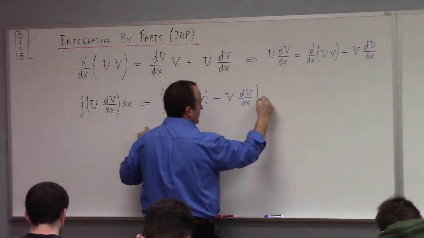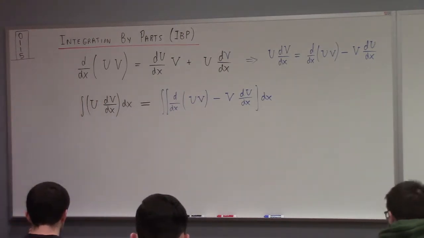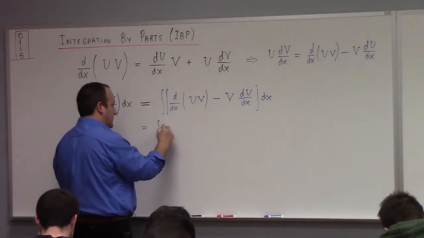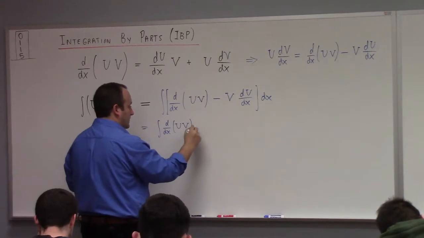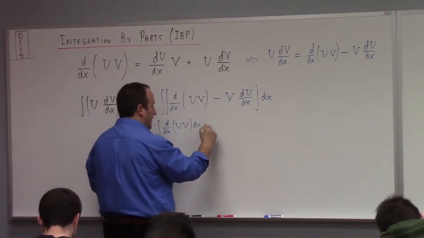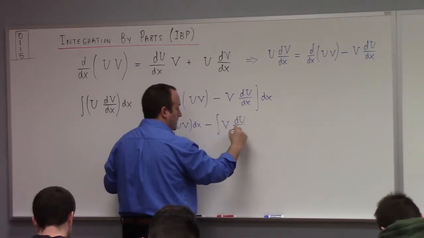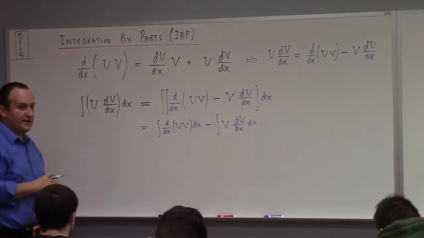That's just by the product rule. But then we have properties of integration, right? So this is like the integral of d dx of the product of u and v, dx, minus the integral of v du dx, dx, right? Using linearity of the integral.